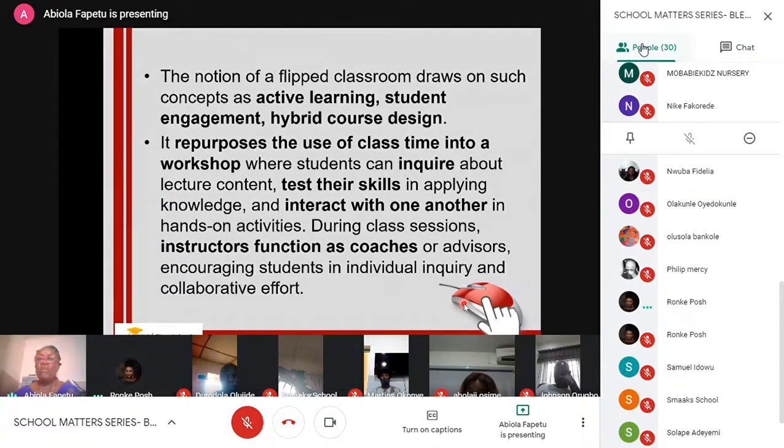So we repurpose the use of your class time into a workshop. The students get to inquire, they get to test their skills, they get to interact with one another, and the function of the teacher is just now to function as their coaches, advisors, and they encourage students to inquire and elaborate with that effort.